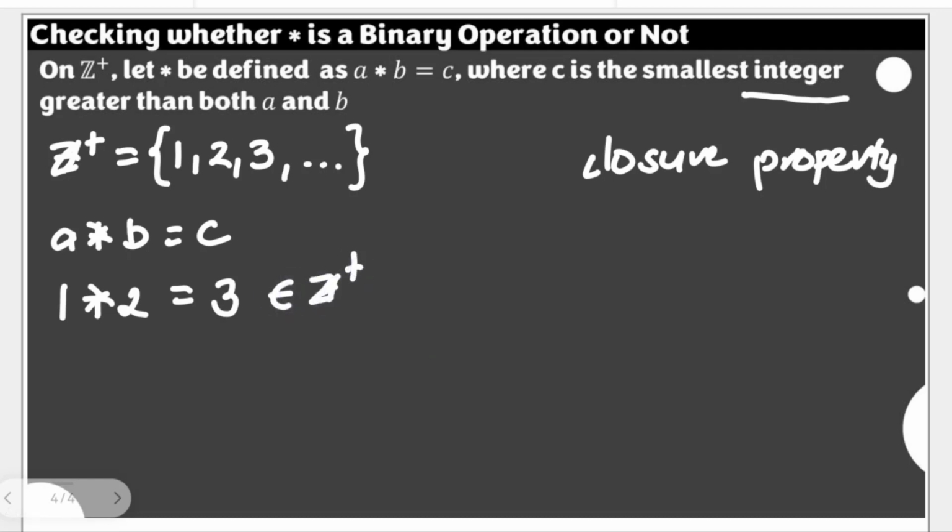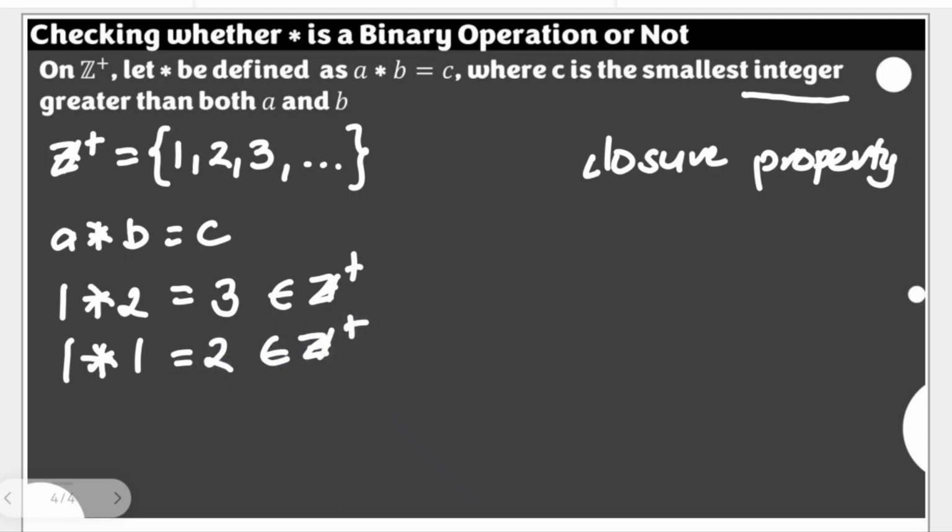Our goal here is to show that all results would fall under the same set Z plus. Of course, what we don't want is a negative integer. Even if we are sure that c is the smallest integer, what we don't want is a negative integer or even 0, because it will not fall in Z plus, hence we would not have the closure property here. If we have 1 star 1, the smallest integer greater than both 1 and 1 is 2, and that is still an element of Z plus.